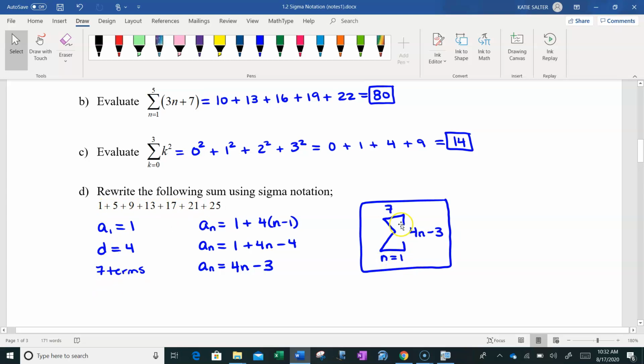I'm going to put n equals 1 at the bottom. I'm going to put 7 at the top. And then that way I can just use our formula for an arithmetic sequence because this is arithmetic. And so I just pop into our formula. I get the formula 4n minus 3, pop it right there, and we have our sigma notation.